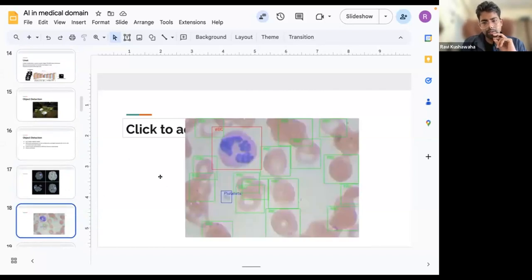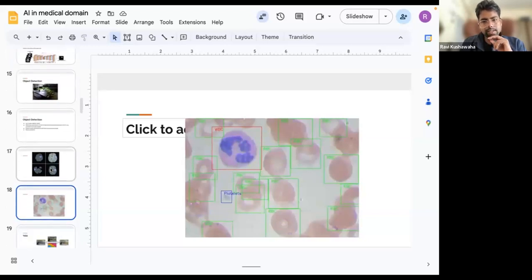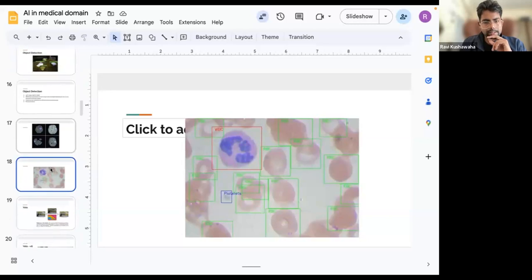This is a blood count, blood cells like RBCs and WBCs. So instead of segmenting it pixel by pixel, we have just drawn a rectangular boundary around it. This makes the work easier than the segmentation model, but the catch is that the accuracy is not as good as the segmentation models.